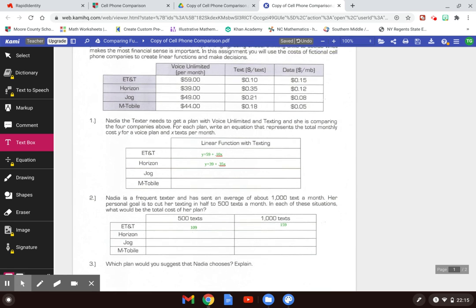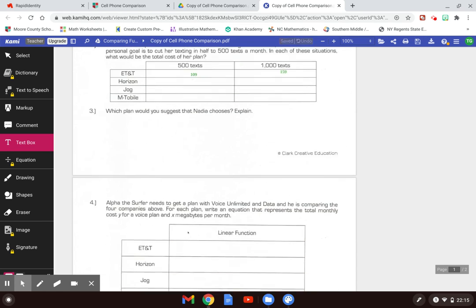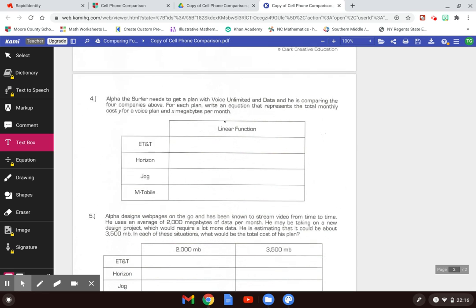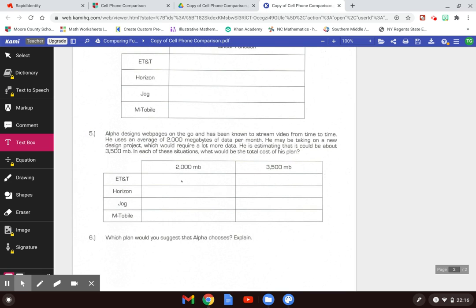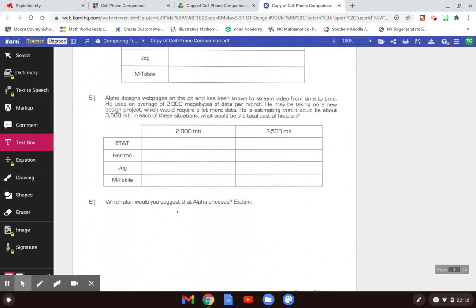So you will write the linear function for each of these different phone companies for texting, and find out the cost for each for 500 and 1,000 texts. Make sure you answer the question, then come to number 4, and you're going to write the linear function for Voice Unlimited and data. Then you're going to find out what her cost would be for Voice Unlimited and 2,000 megabytes of data and 3,500 megabytes of data, and then suggest which plan she chooses.